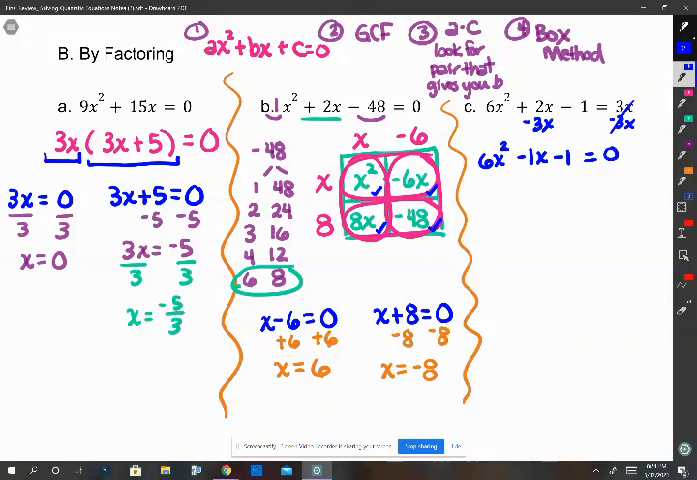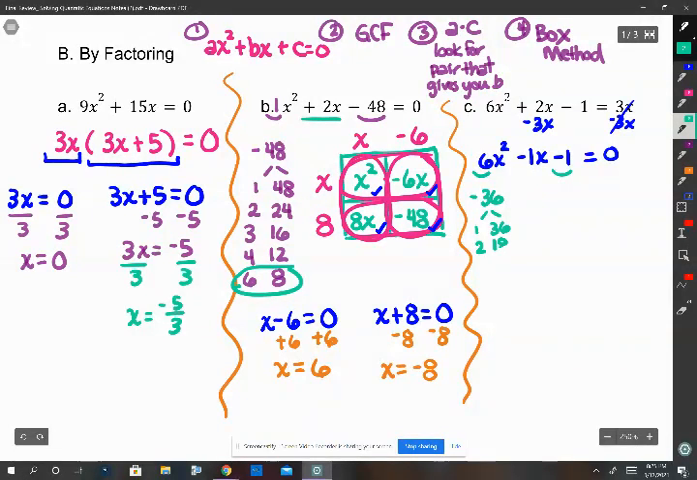Now we'll look to see if there's a greatest common factor. Is there a number that goes into 6, 1, and 1 besides 1? There's not. So we're going to multiply a times c, which in this case is negative 36. We're going to make our list. So 1 and 36, 2 and 18, 3 and 12, 4 and 9, and then 6 and 6.